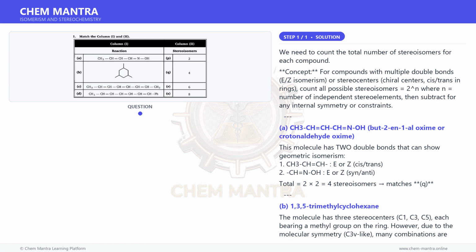C. CH3-CH=CH-CH=CH-CH=CH-CH3, octa-2,4,6-triene. This compound has 3 C=C double bonds, each capable of E/Z isomerism. 1. C2=C3, E or Z. 2. C4=C5, E or Z. 3. C6=C7, E or Z. Maximum is 2^3 equals 8, but we check for any that become identical due to symmetry.